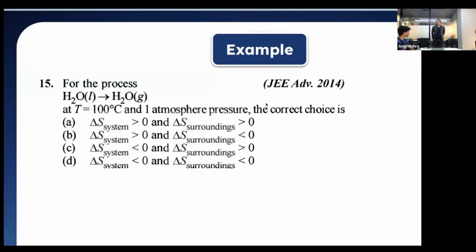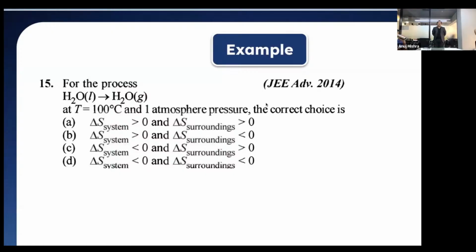No, that is why I'm asking. Why? If it's negative, it can be plus 2 minus 1, plus 1. So थोड़ा सोचो दिमाग लगाओ. Delta surrounding की definition मैंने क्या दी थी? Minus Q upon T. Apply that.